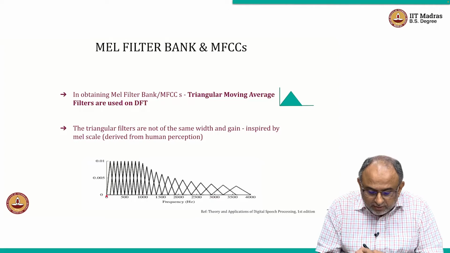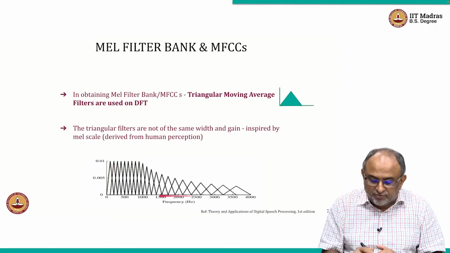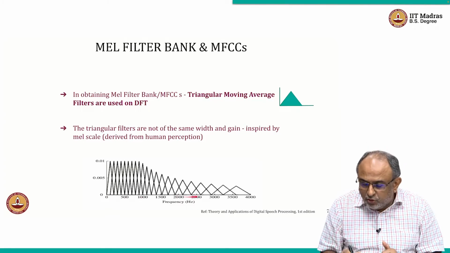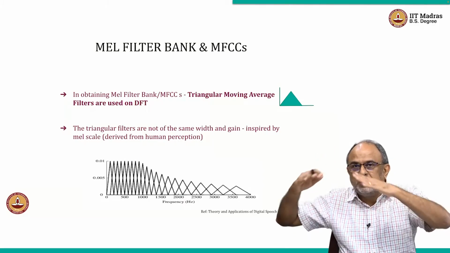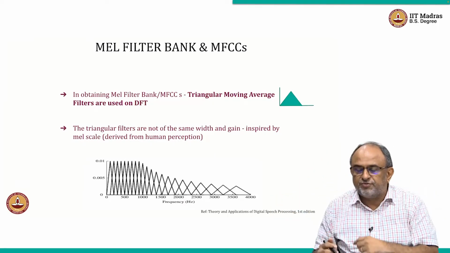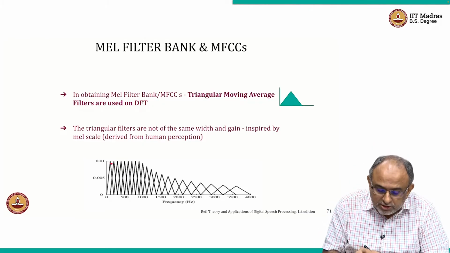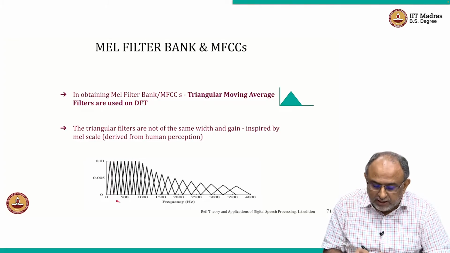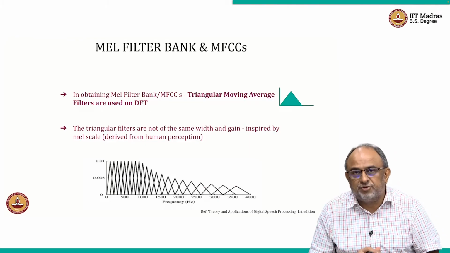The bandwidth means the duration of the filter in frequency, right? In the lower parts it's very, very narrow, and then slowly when I come to 4000 hertz it's very wide. It's a big triangle, occupying a larger frequency region. Secondly, you will also notice that the peaks of the filters are close by in the low frequency and further apart in the high frequency.